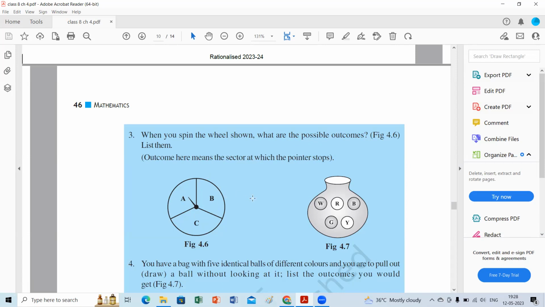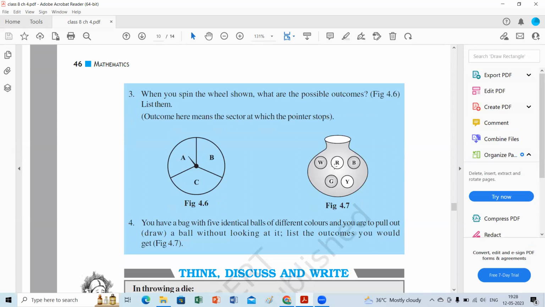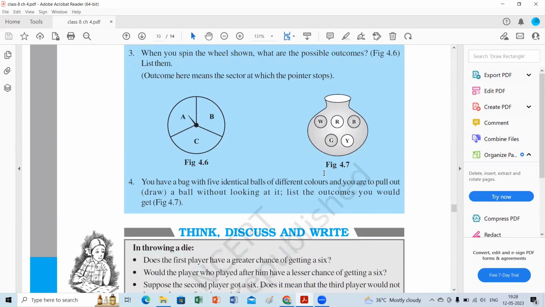The second example, what is the possibility of getting white? There are different marbles or coins. You can take white, red, blue, green, yellow. So what can we say? 1 by 5. Very good. So here, white, red, blue, green, yellow. There are only 5 colors.